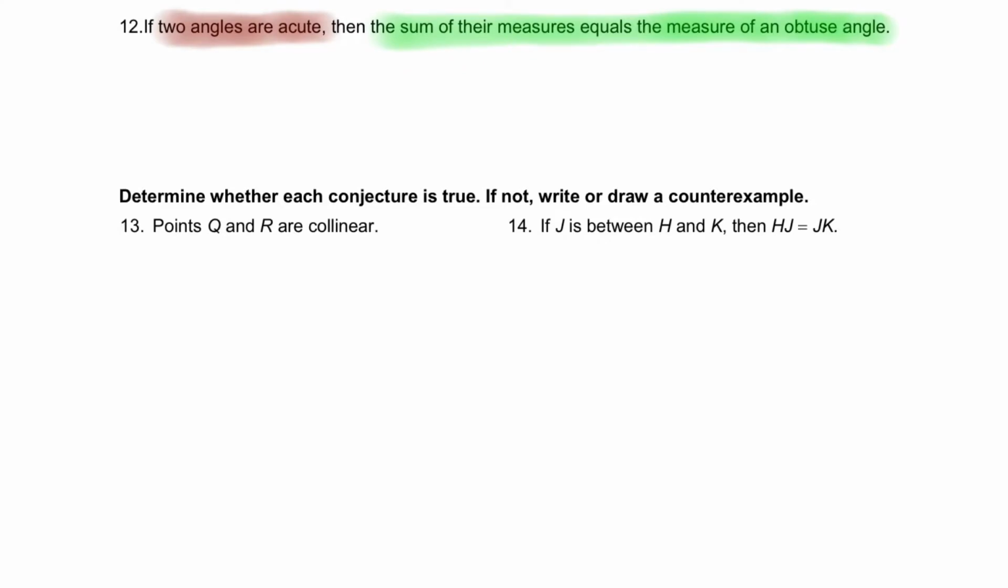Again, I've highlighted the if part in red and the then part in green. So we want to make a counterexample that shows that the red part is true and the green part is false. I've written down the measures of 2 acute angles. A 40-degree angle, that's definitely less than 90. That's our definition of acute. And a 30-degree angle, that's also less than 90.